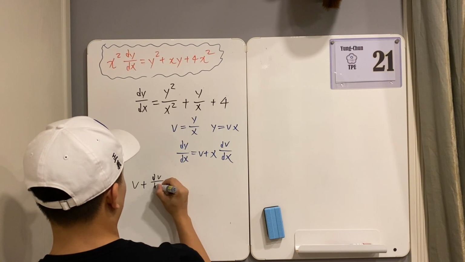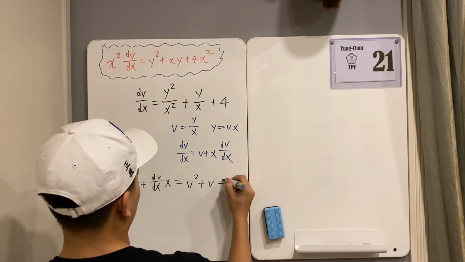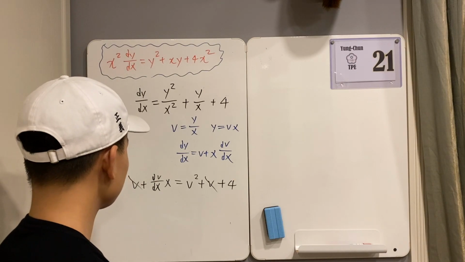Now we're going to substitute this new parameter into our original equation, from which we get that v plus dv/dx times x is equal to v squared plus v plus 4.